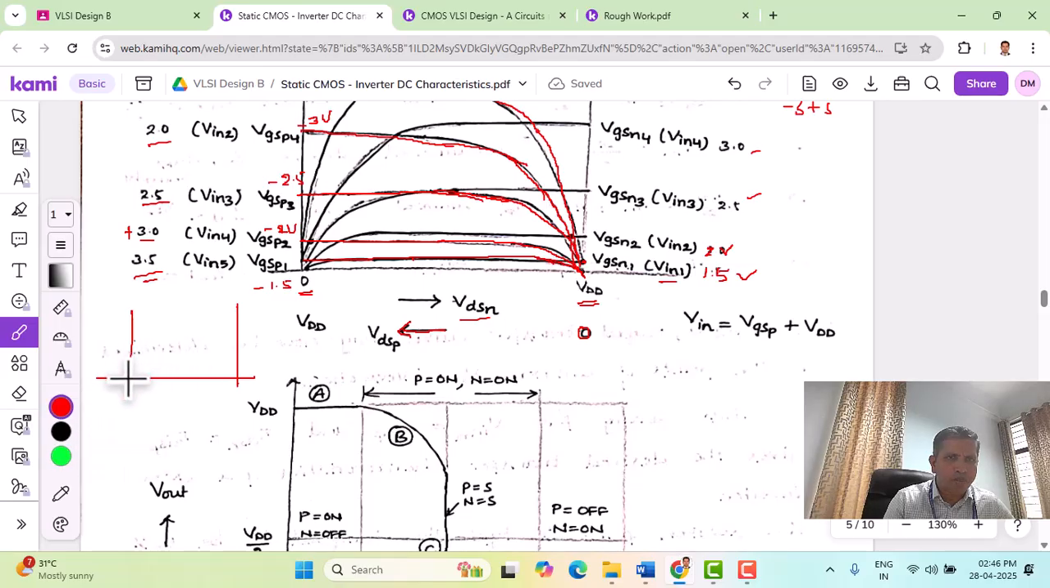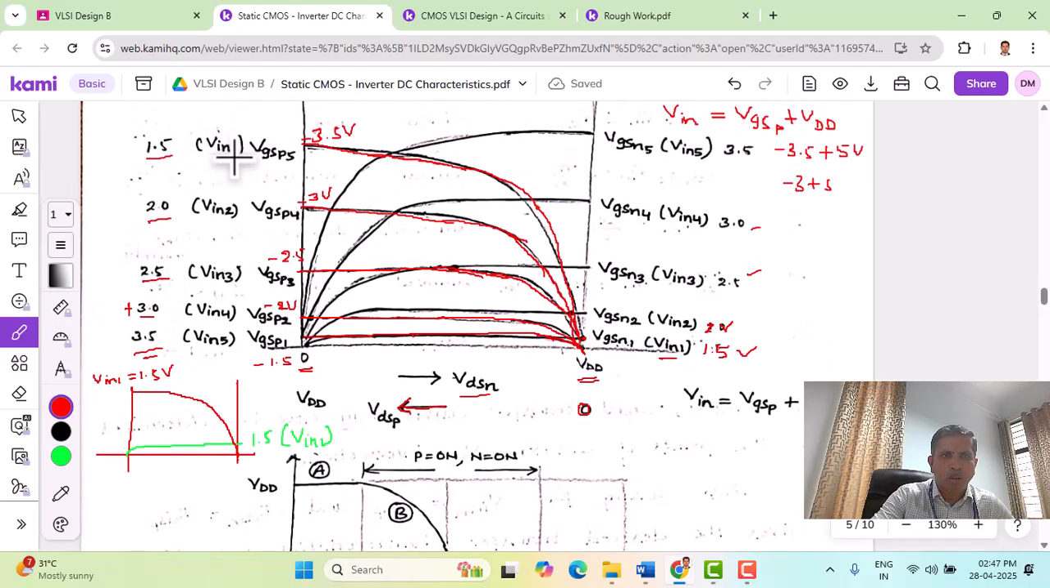Let me show the NMOS in green color. Here we have 1.5 volts as input voltage Vin 1, whereas for the PMOS, 1.5 is somewhere here. So this is Vin 1 equals 1.5 volts. You can see the curve here, Vin 1 1.5 for PMOS, and the green color that we have shown is for NMOS. So the intersection point is somewhere here. Now if we draw the vertical line downwards, we get VDSN, which is here itself, 5 volts.